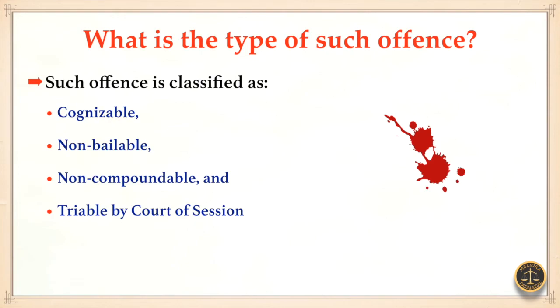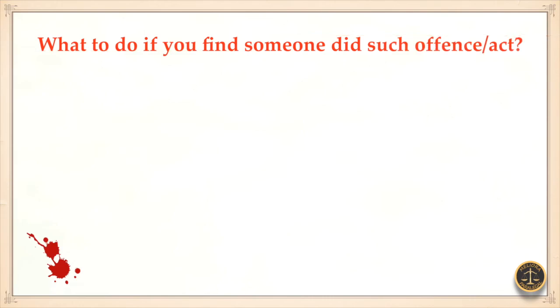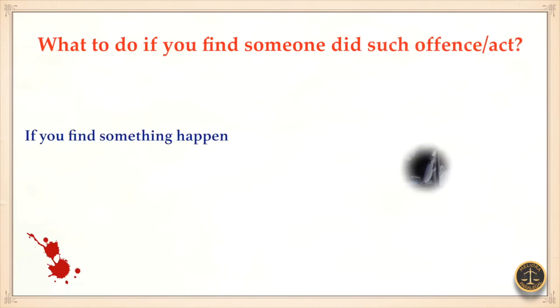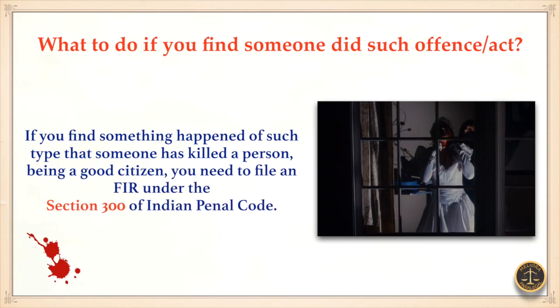Now, the next question is, what to do if you find someone committed such an offense? If you find that someone has killed a person, being a good citizen, you need to file an FIR under Section 300 of the Indian Penal Code. So this is all about the concept of murder.